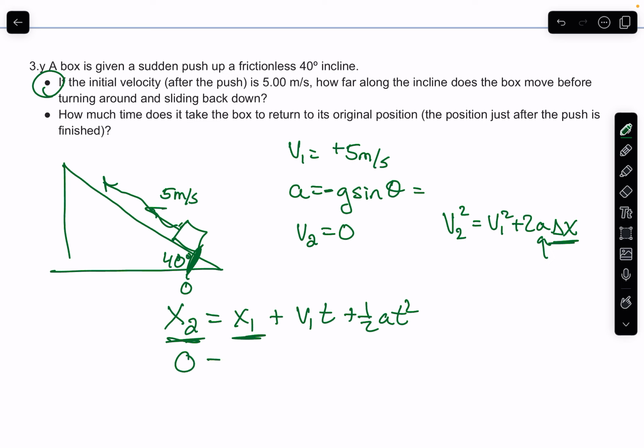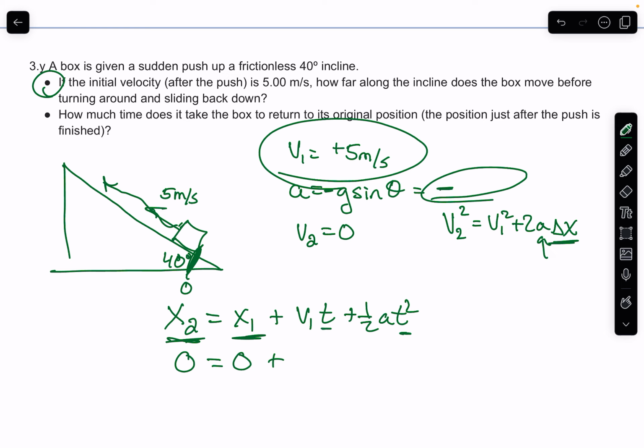So 0 equals 0 plus, you know what V1 is right there. You'll have found what A is here. Watch it. It's got to be a negative answer. And you're going to have a T here and a T here, slightly quadratic. There's actually a way to get the T's to cancel if you want to do the full algebra thing, and you'll solve for T.